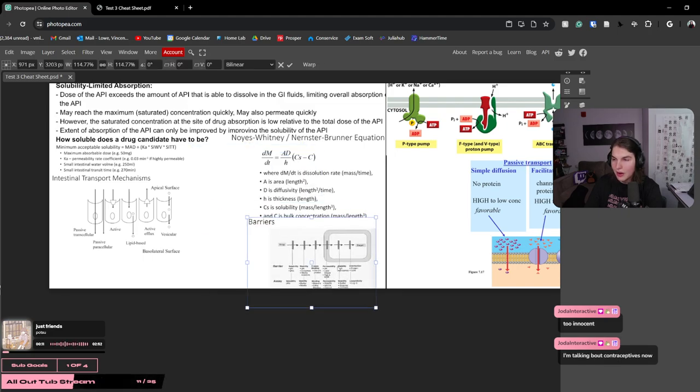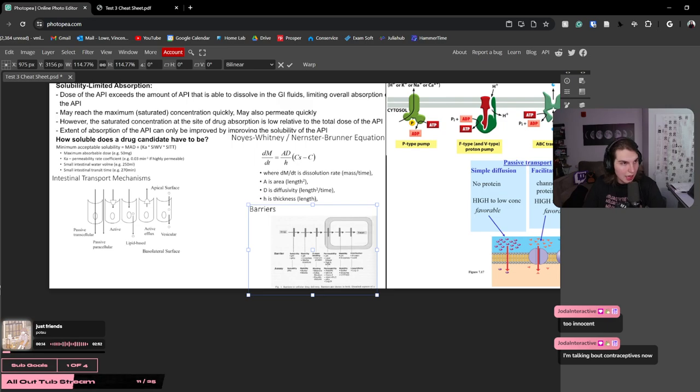I'm talking about contraceptives now. Oh, that makes sense. Let me do actually a new version of this, chat, and let's not include the barriers, top or bottom.